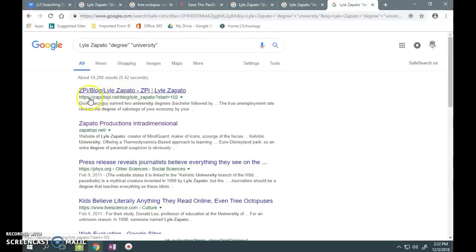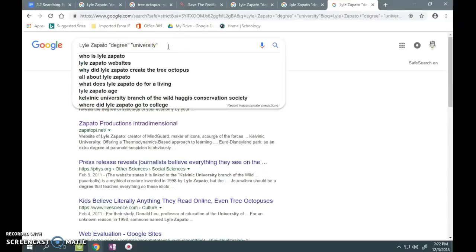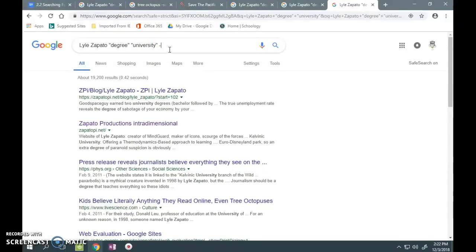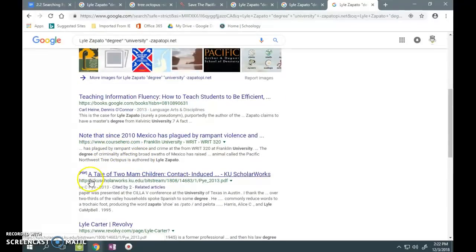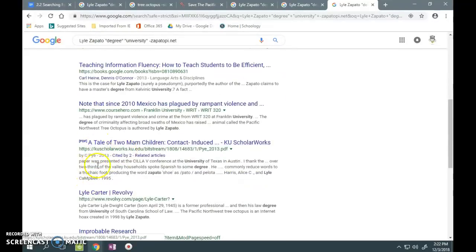Zapato. So as Zapatopi is Zapato's website, what we're going to do now to get even better information is omit something with a little minus next to it. This minus is called the omit feature, and we're going to omit his website, zapatopi.net. By omitting this website, it should give us absolutely nothing that has to do with his websites in the snippets over here for the URLs.